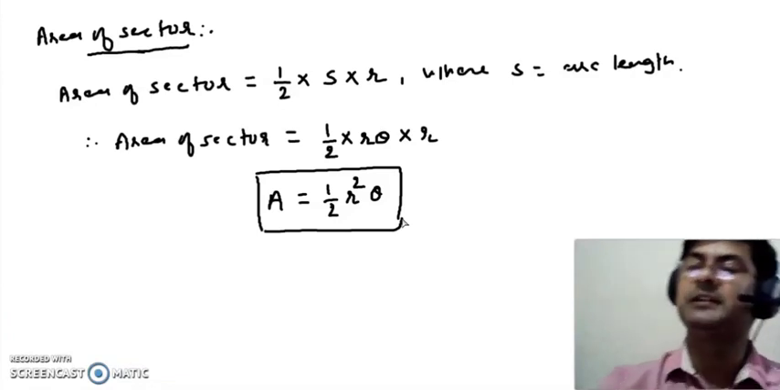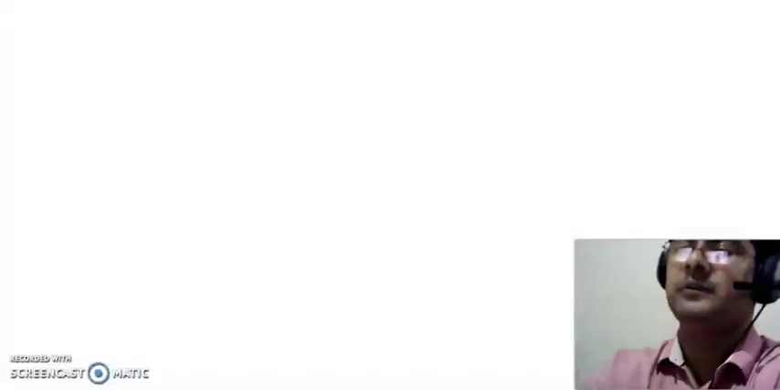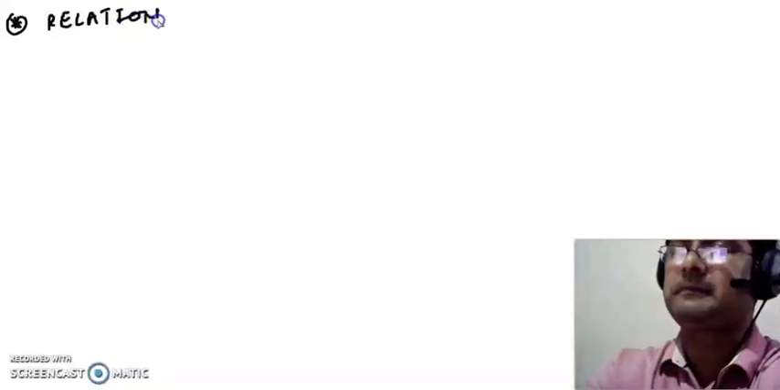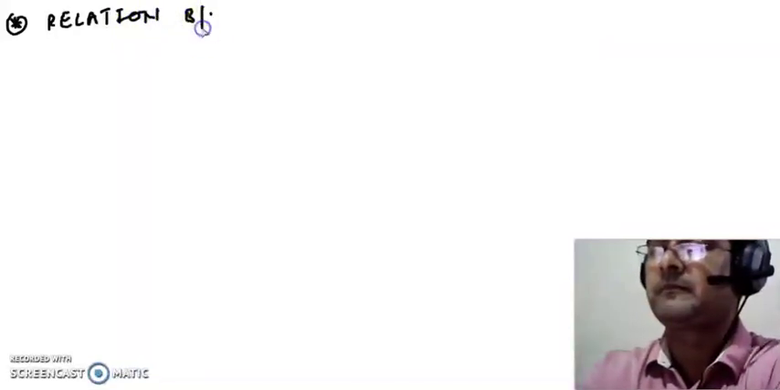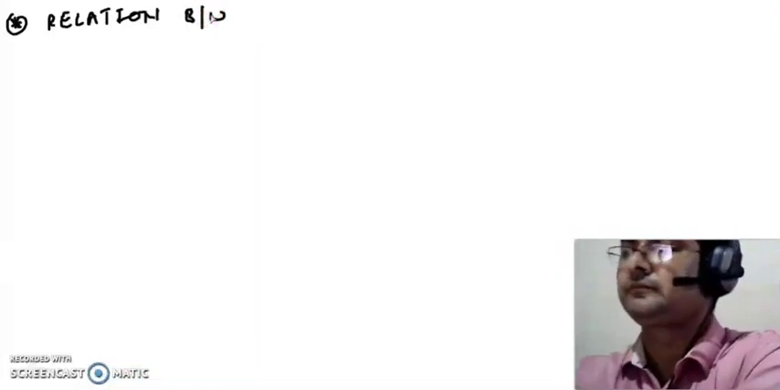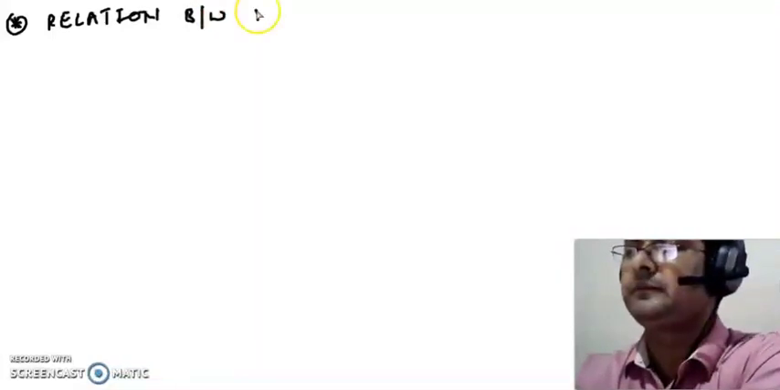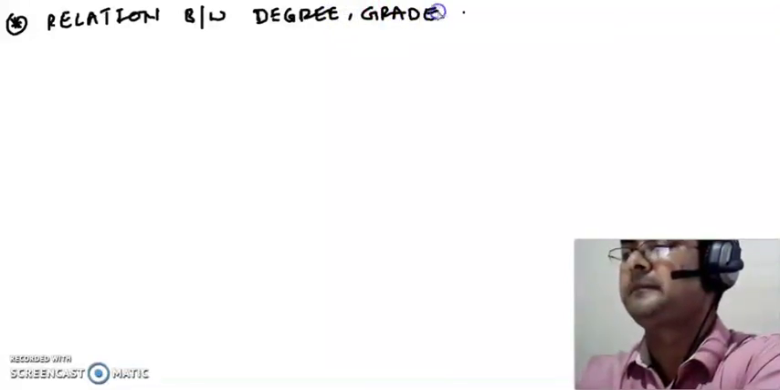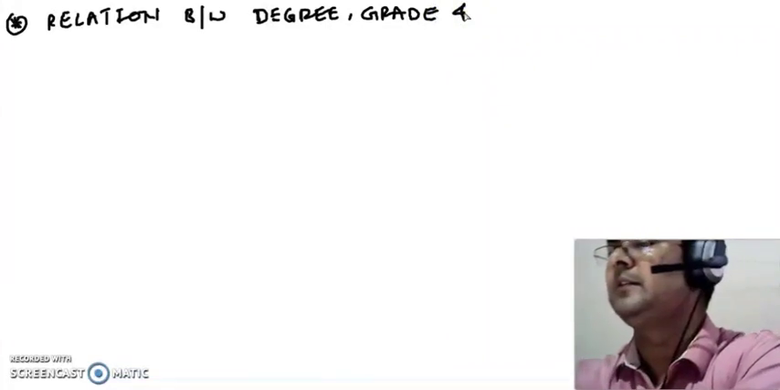Now we will see the relationship between the degree unit, grade unit, and radian unit. Okay, so relation between degree, grade, and radian.